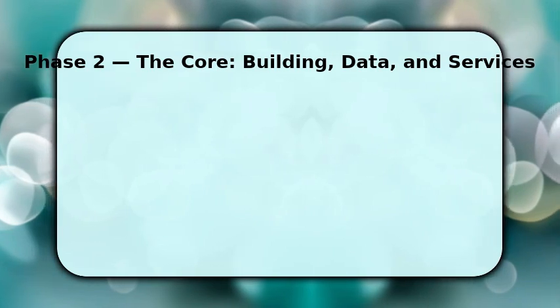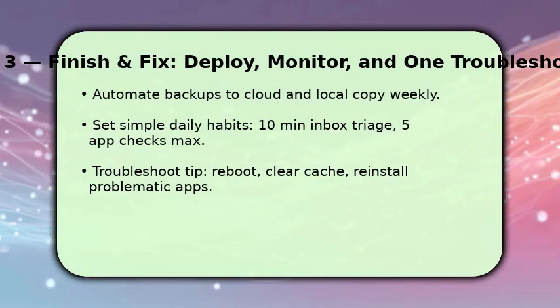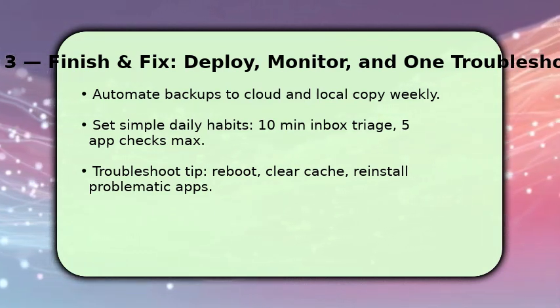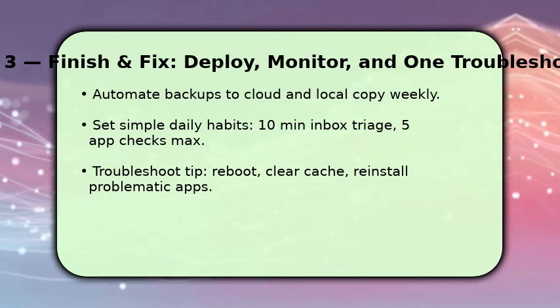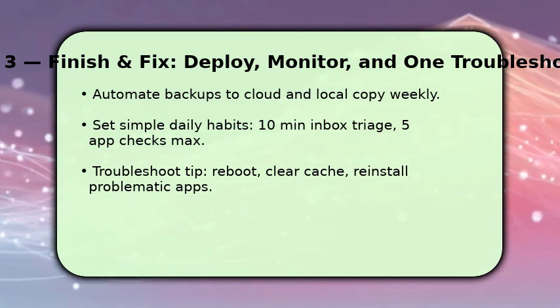Finish by automating backups to the cloud and keeping a weekly local copy. This protects against loss. Build small routines. Spend 10 minutes on inbox triage and limit to 5 app checks for better focus. Make sure notifications and home screen reflect these routines so the phone supports your habits instead of derailing them.